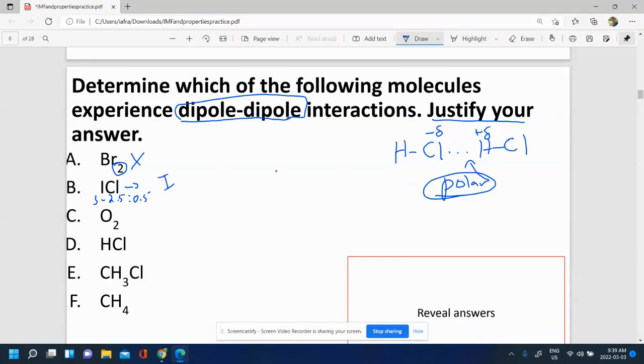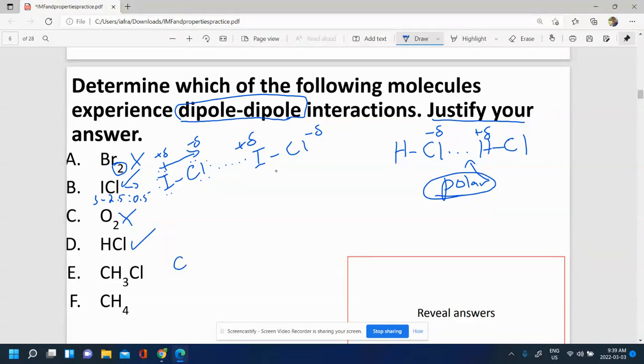So just to draw that out here to show you that, ICl. I didn't do the lone pairs, but I'll do them anyway just for completeness. The partial negative end will be where the chlorine is because it's more electronegative, partial positive where the iodine is. And it's going to interact with another one like this. This is the partial positive end. This is the partial negative end. And this would be a dipole-dipole interaction. This one here is nonpolar, so no dipole-dipole. HCl we just saw is polar, so there will be dipole-dipole.